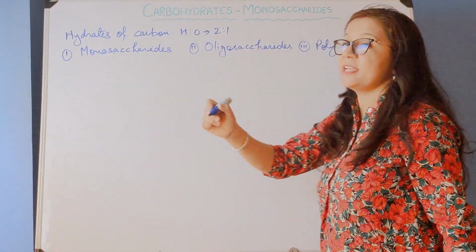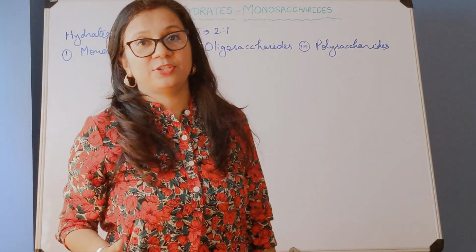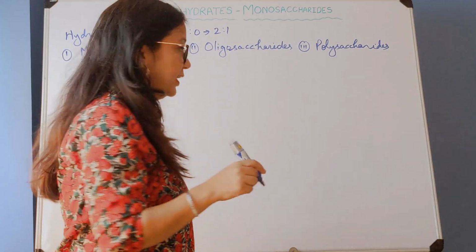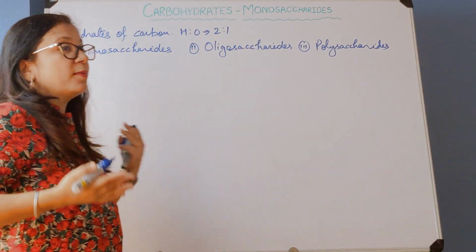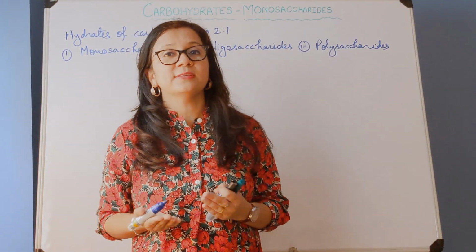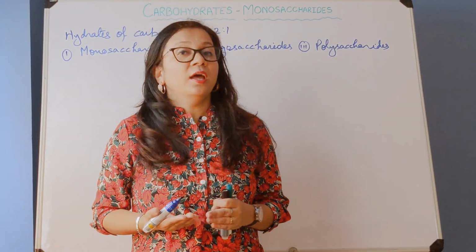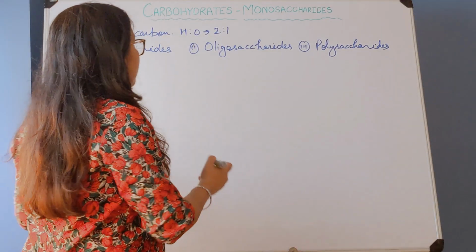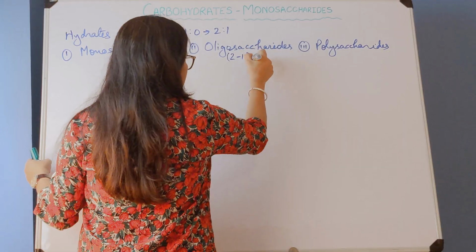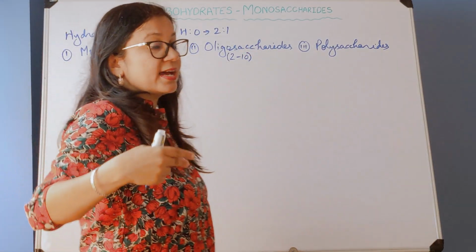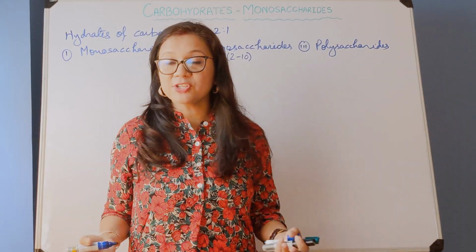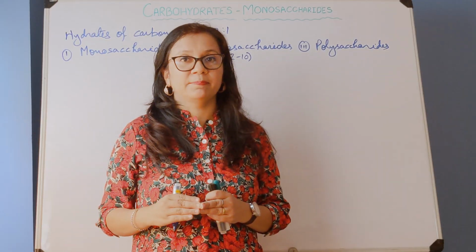Now monosaccharides are the simplest carbohydrates. They are made up of a single sugar unit. Simplest means they cannot be hydrolyzed, or they cannot be broken down further into simpler units. Oligosaccharides are made up of 2 to 10 monosaccharide units, and these units are linked together by glycosidic bonds, which are very strong covalent bonds.